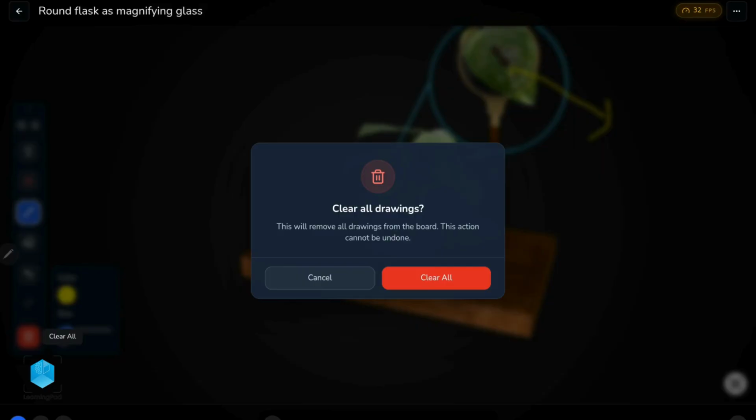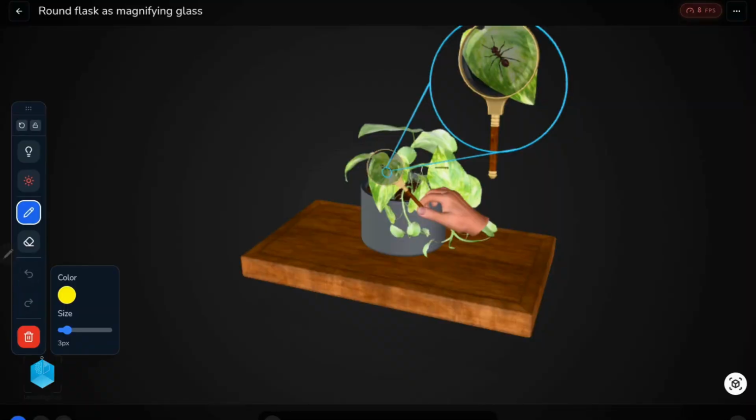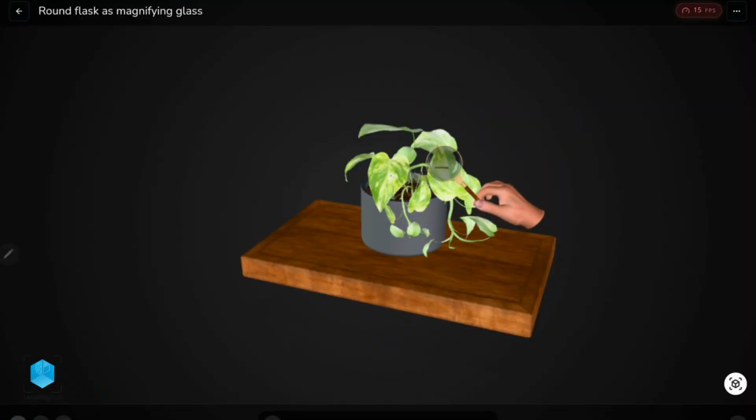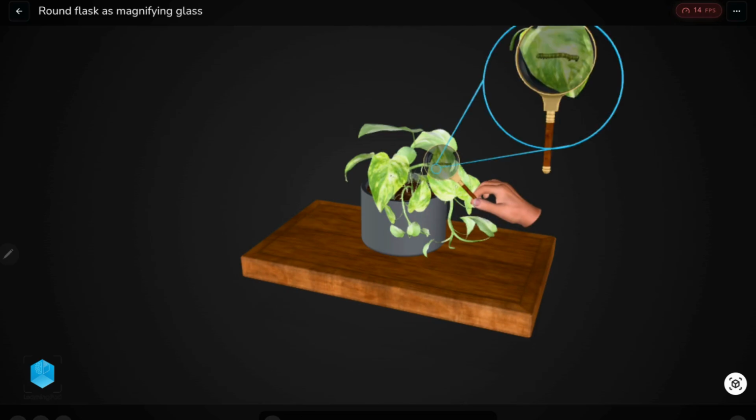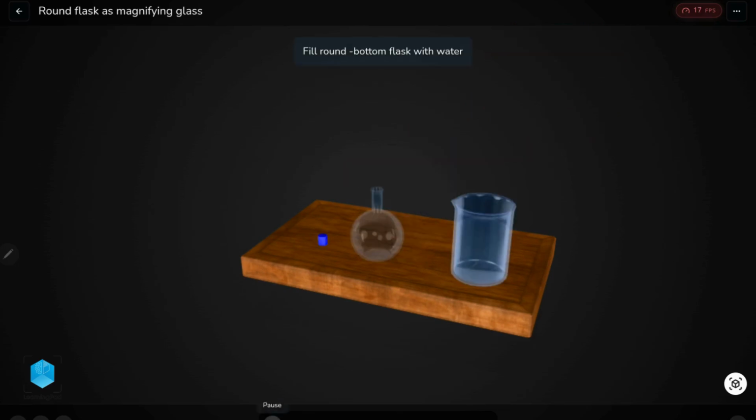In the same way, if we take another example, here another insect is there. Under the watch glass, or you can say under the magnifying glass, the insect is appearing big.